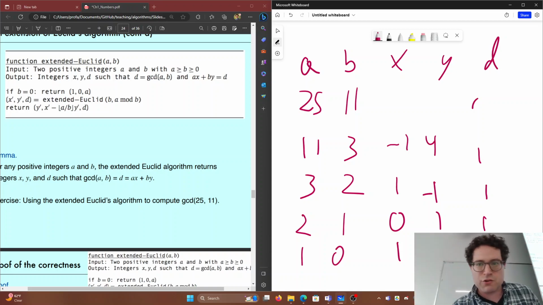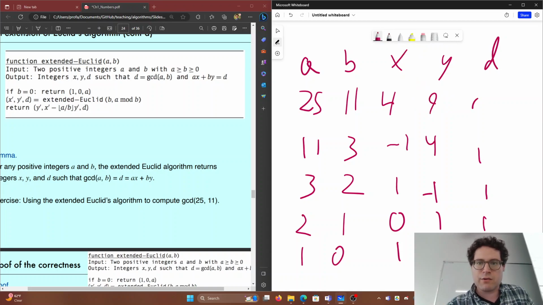Okay, now the last one, 25 and 11. So for x, it's going to be 4, and y is going to be negative 1 minus 25 over 11, which is going to be 2. So negative 1 minus 2 times 4, so that is going to be negative 9. And you can check the equation.